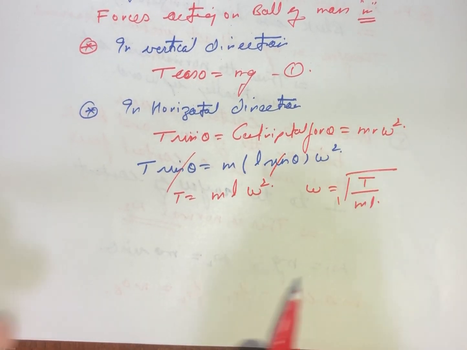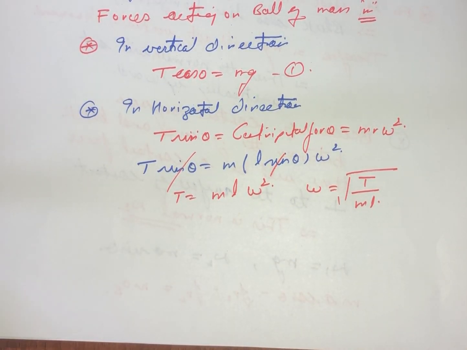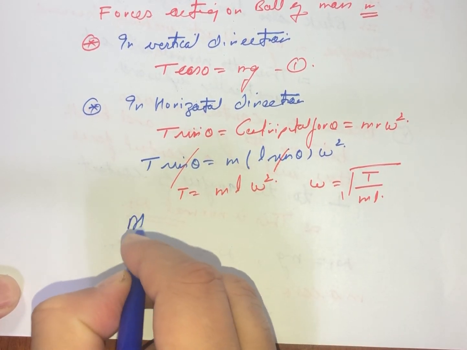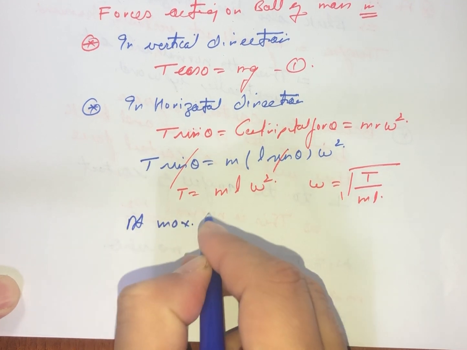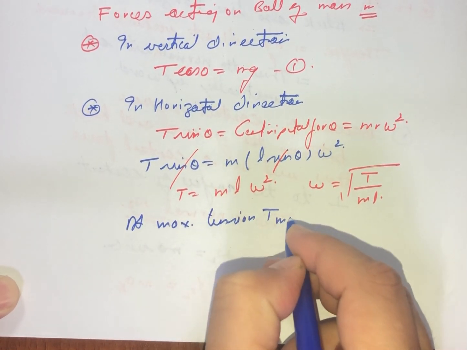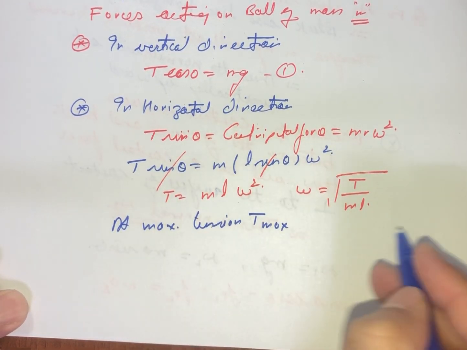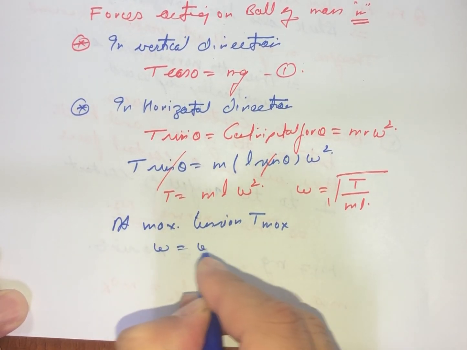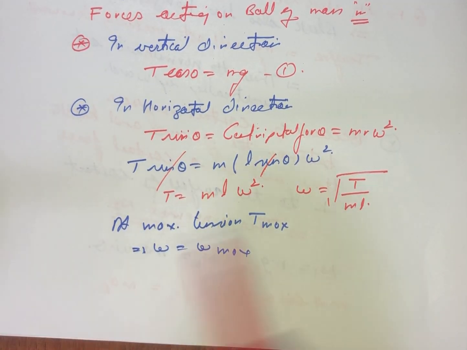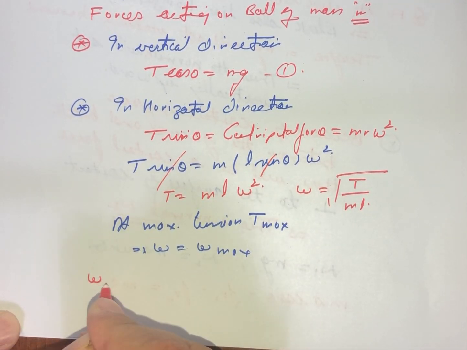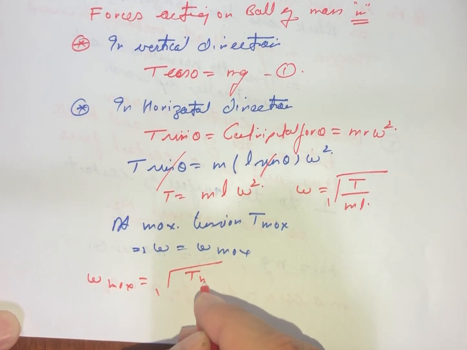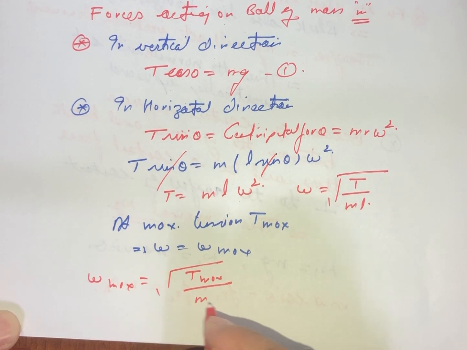And the tension is maximum. So we can say at maximum tension, T max, omega is equal to omega max. So we modify this equation, we get omega max is equal to the square root of T max divided by mass into length L.